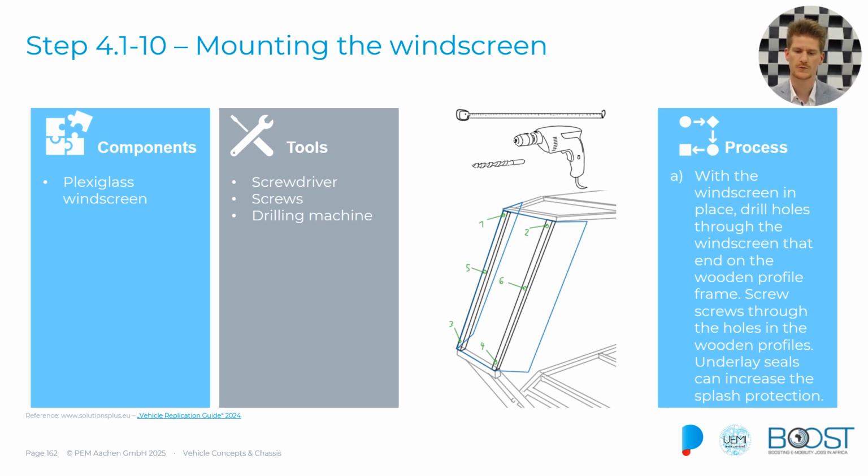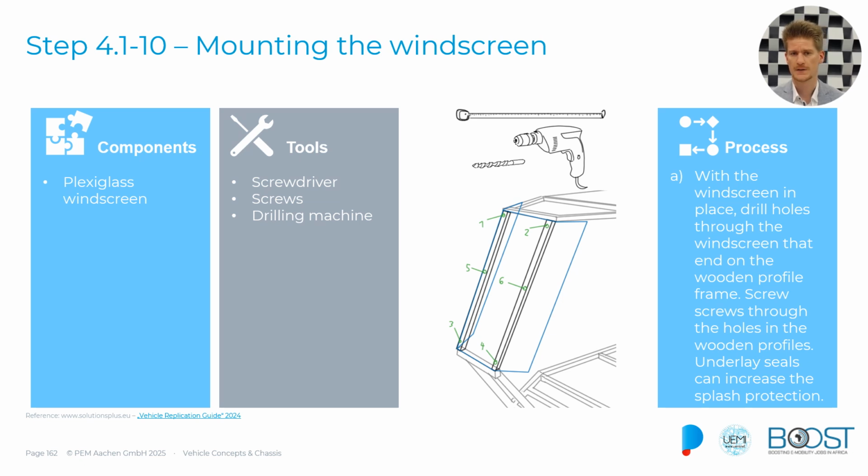Once you have the right shape, it's then needed to mount the windscreen. We would again recommend screwing it onto the frame. So probably 6 bolting points should be enough. So hold the windscreen in place, drill some holes through the windscreen and through the wooden profile, and then secure the windscreen on the profile with some wood screws. If you want to, you can use some seals to seal things off, but it's not particularly necessary.